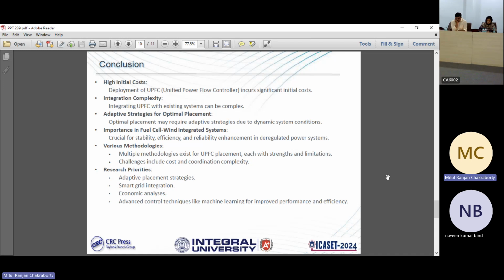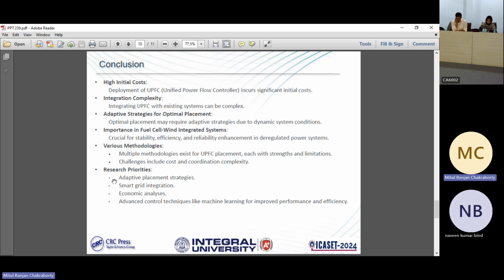And finally, the conclusion: UPFC involves high initial cost, but once it is installed, the running cost is comparatively low. Then integration complexity, and adaptive strategies for optimal placement. And its importance in fuel cells is that it is crucial for stability, efficiency, and reliability enhancement. And there are various methodologies that exist for UPFC placement, so you have to choose what type of method you want to check. And challenges include the cost, as I've said already, and coordination complexity, and research priorities are there.